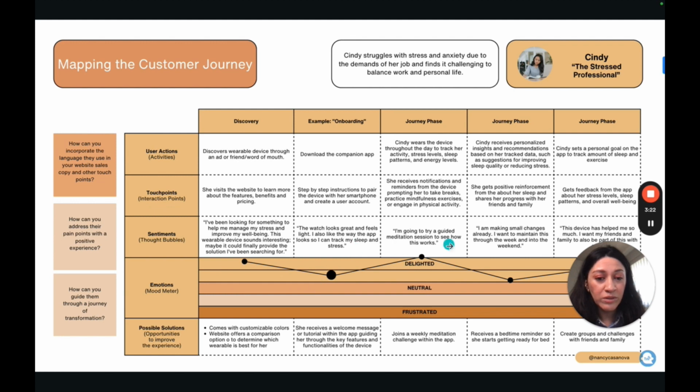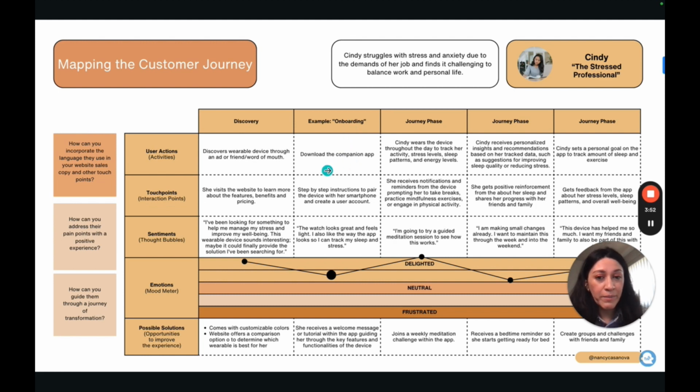So on a mood scale, it's probably high. She's like, okay, I'm kind of delighted to come across this. So what are some solutions that you can offer here? Maybe it comes with customizable colors that fit her personality, her style. Maybe it offers a comparison where she can see how this compares with another device that she's exploring, and things that through market research are out there. Then it comes with the onboarding experience.